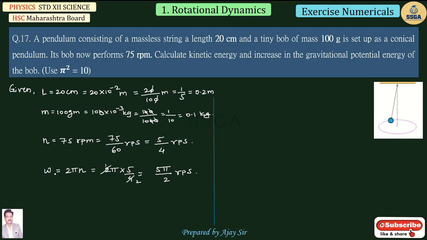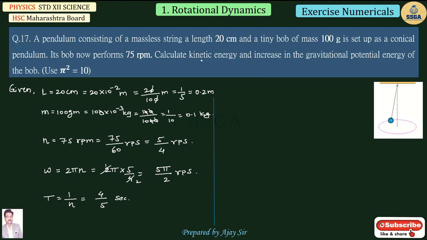Similarly we will now calculate the period of revolution of the conical pendulum. The period is the reciprocal of the frequency, that is 1 upon n. So the reciprocal of frequency means it is 4 upon 5 second. So this is the period of the conical pendulum.